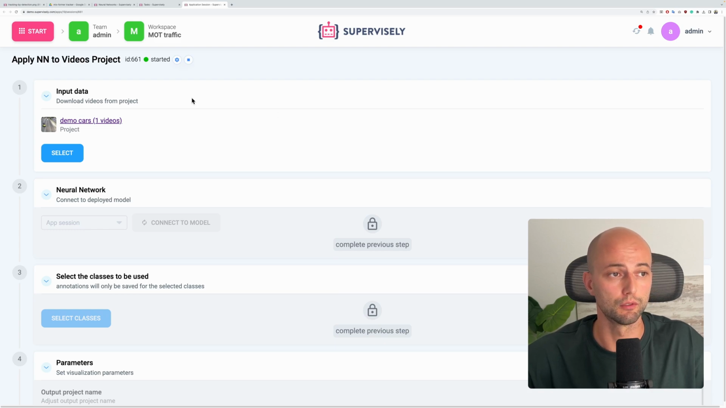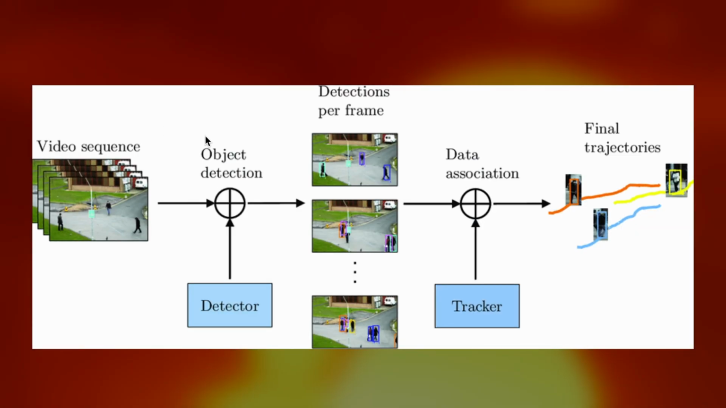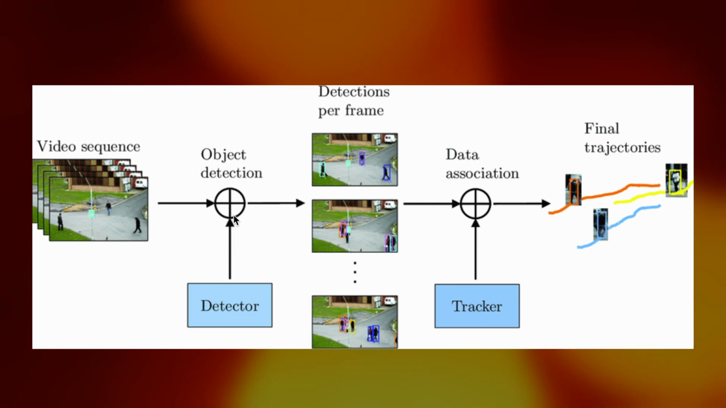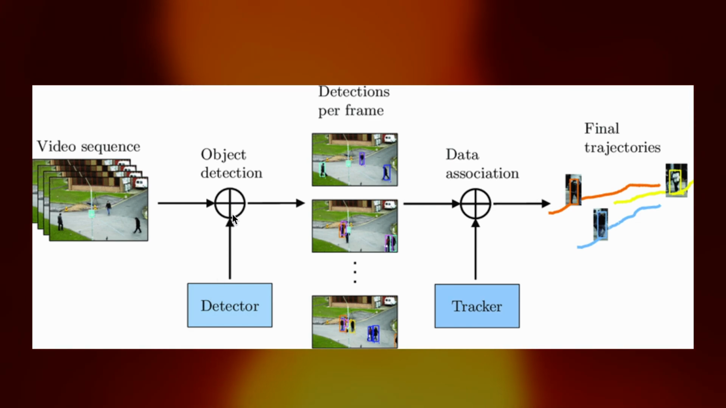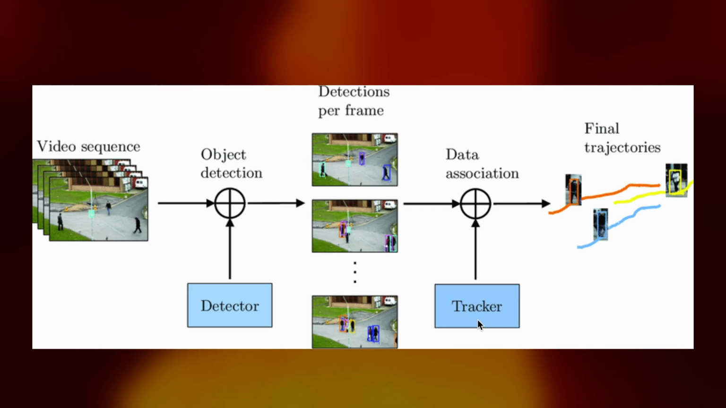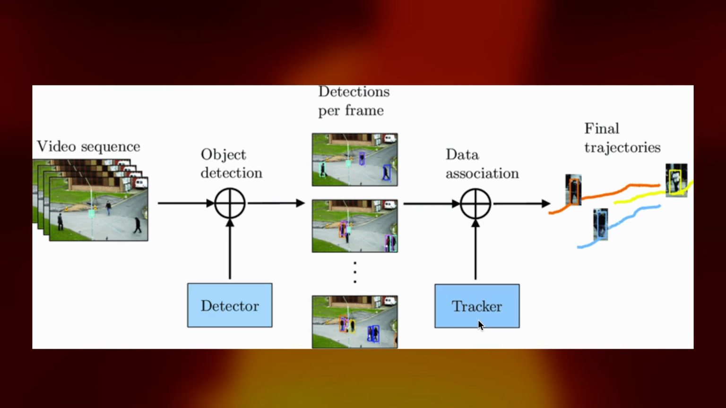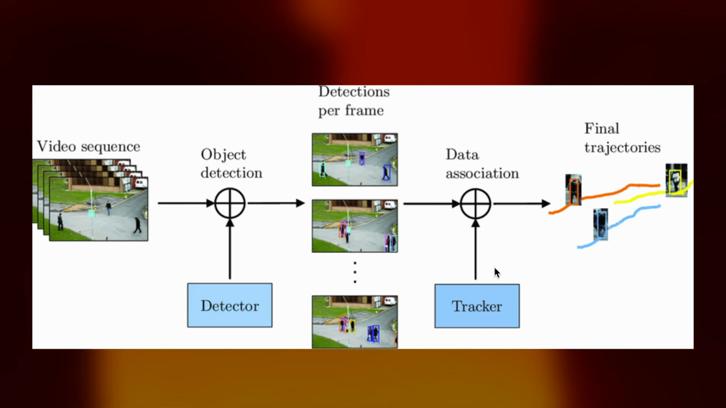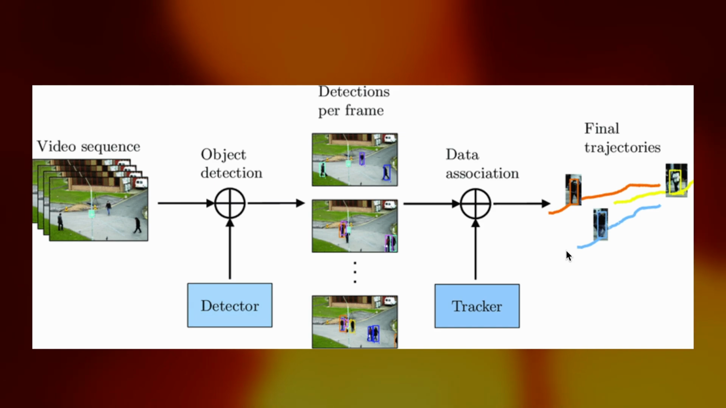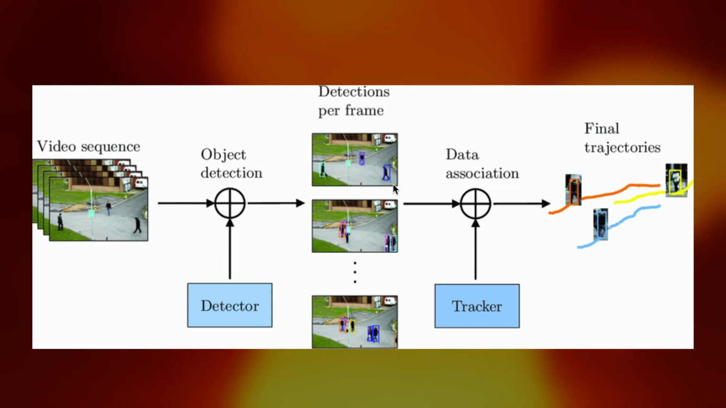This app does the following. It uses the paradigm of tracking by detection. Here is an example. We have a video sequence. Our detection model will be applied to every frame separately, and as a result, we'll have separate detections on every frame. Then we will use some tracking algorithm. In our case, it will be DeepSort, automatically applied, and thus we will combine all these separate detections into tracks and get the final trajectories for all our objects. Let's go back to the app.